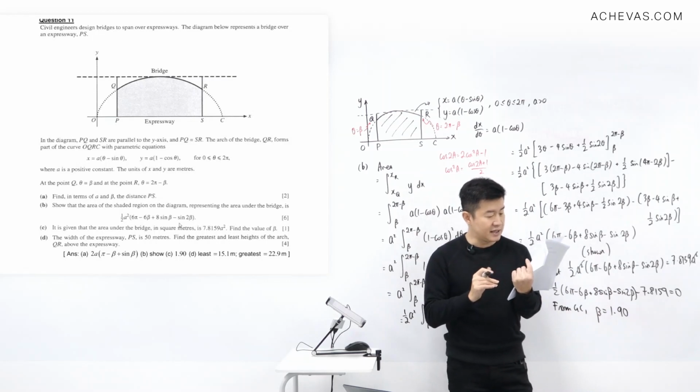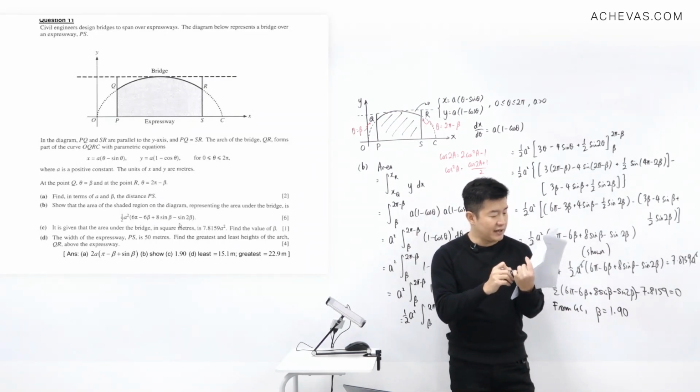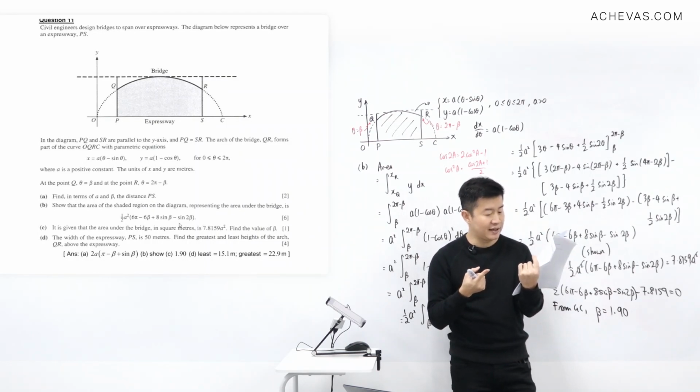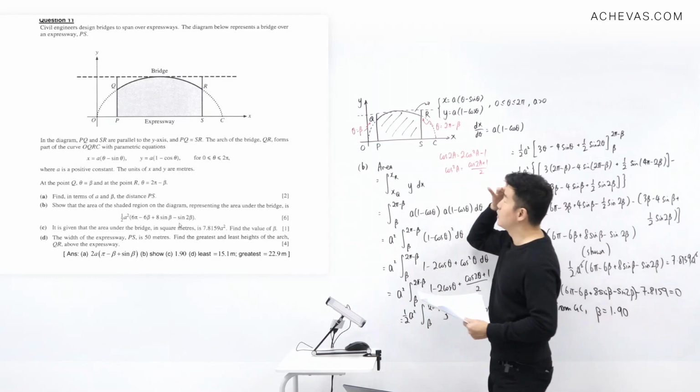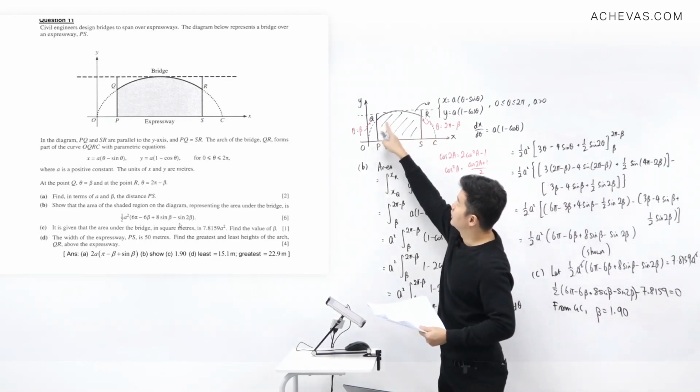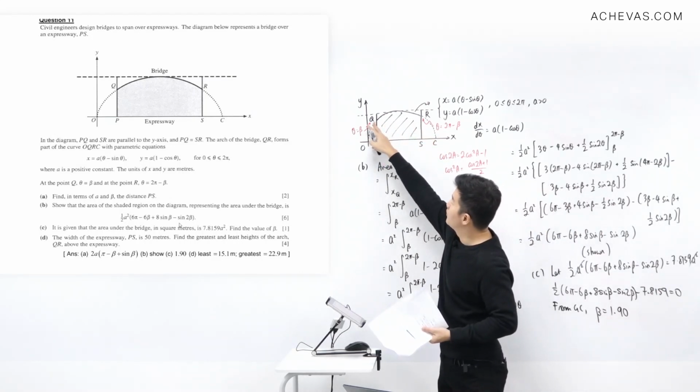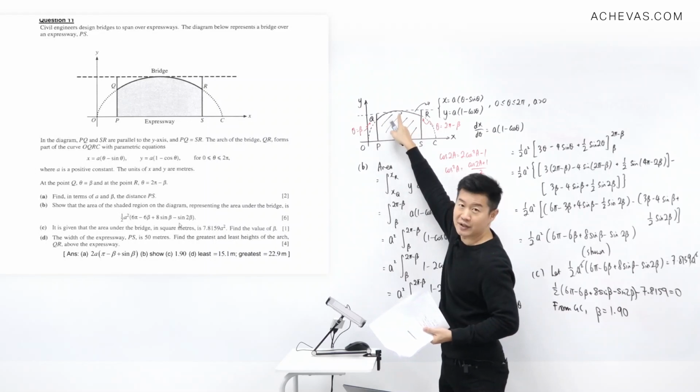Next, part D, the last part of the question. Given that the width PS, which we found in the first part, is 50, find the greatest and the least possible height of the arc QR above the expressway. The lowest part of the arc will be either Q or R. The highest part is definitely going to be this part.